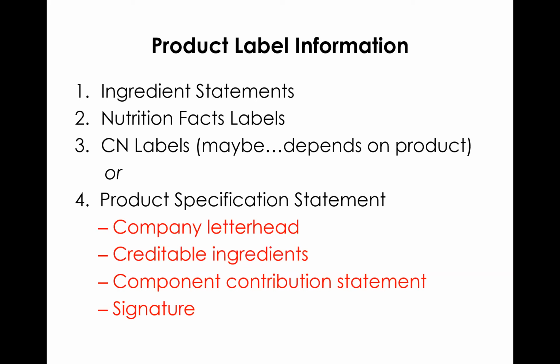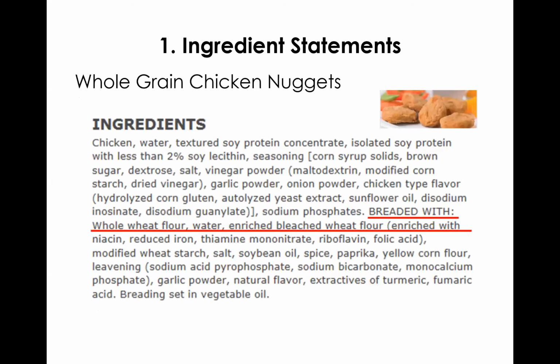That product specification statement needs to be on company letterhead. It needs to contain information about the creditable ingredients and how those ingredients contribute to meeting meal pattern, and it needs to be signed by a company representative. We're going to look at an example of a product specification sheet a little bit later. So let's move on to the next slide.